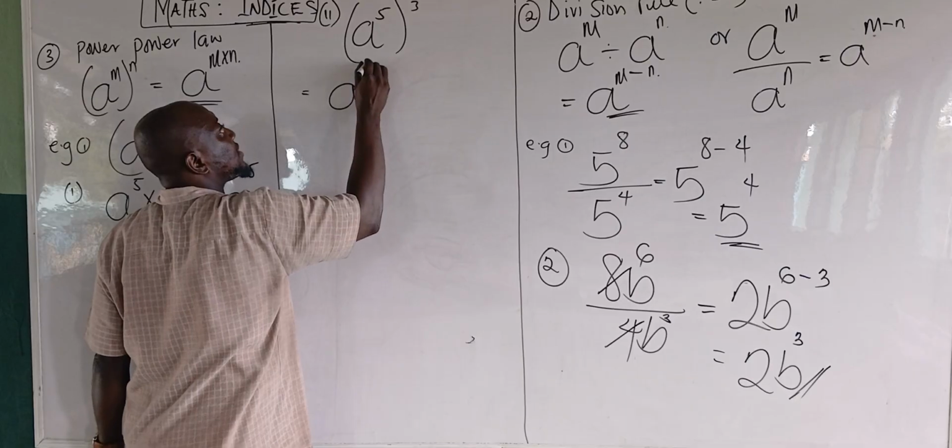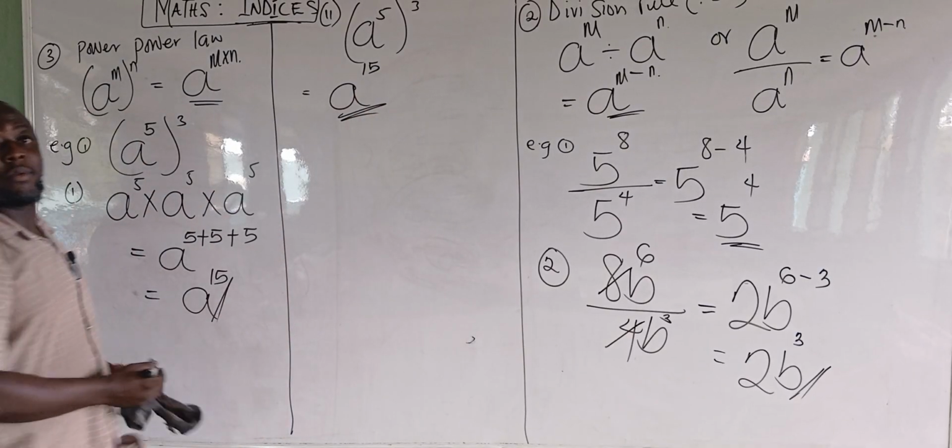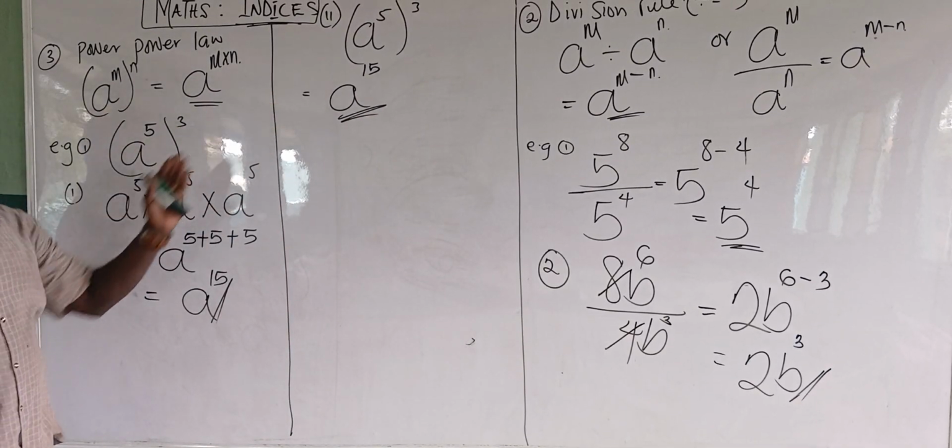5 times 3 gives me what? 15. Simple. So it's either you do it like this or you do it like this.